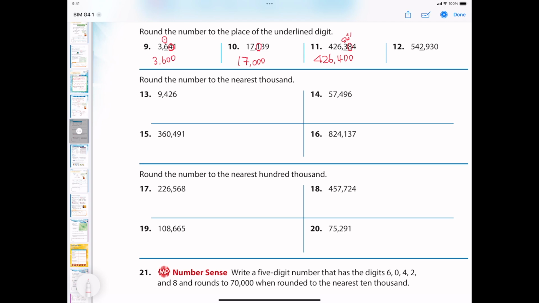All right, number 12. Target is what? 2,000, and neighbor number is what? 9, which is what? Round up. So I'm going to keep all the numbers to the left side of the target number, which is 54 here, right? But it's not 54, it's 540, and I'm going to add 1 into our target number when I round up. Okay, so 543,000, and I'm going to change everything else into 0. Okay, that's how you round the number.